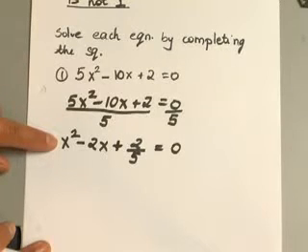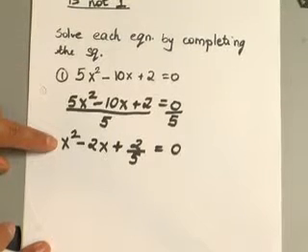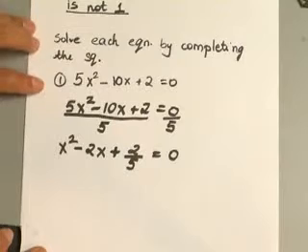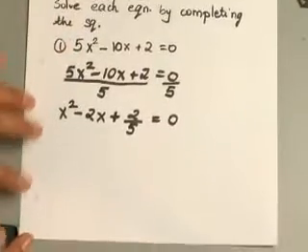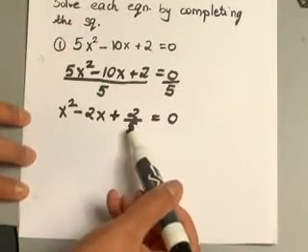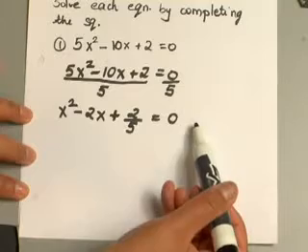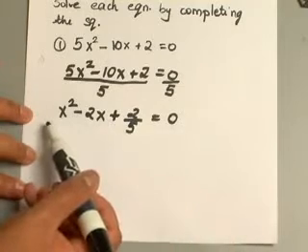Okay, so the first thing we had to do was get rid of the 5 on our squared term, because we want the coefficient on our squared term to be 1. So anytime you come across an equation of this form, that's the first thing you want to do, is get rid of that coefficient term. Now we are ready to solve this.